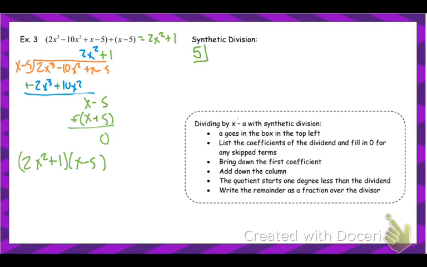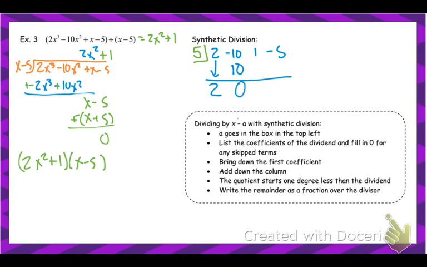I'm going to list the coefficients of the dividend, which would be 2, negative 10, 1, and negative 5. If there are any skip terms, I have to fill in the 0. So while it was a good idea and kind of helpful for our long division questions, it has to be done in synthetic division or it's going to mess up our answer. The first step is to bring down your first coefficient. So after you brought down that first coefficient, what we're going to do is we're going to multiply by the number that's in the box. So I'm going to take 2 and multiply it by 5 and write it in the next available spot.